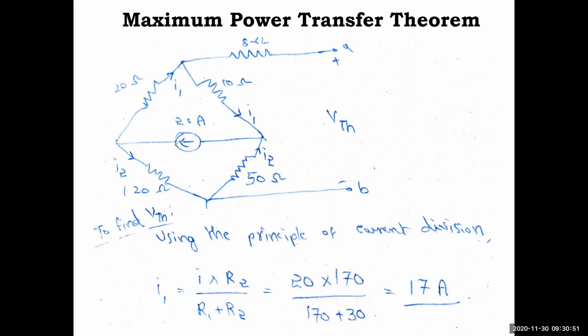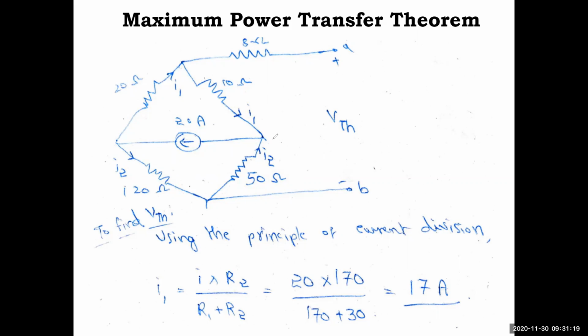That means, with respect to this current source, these two branches are in parallel. Because there is no current here, this is omitted. So only this and this are in parallel. That is 20 ohm in series with 50 ohm, and 10 and 20 ohm in series with 10 ohm. These two are in parallel, so you can use the current divider rule to find the current in this. If you know this current, we need to find VTH, right? So we need to find the current in this branch I1 and the current in this branch I2.